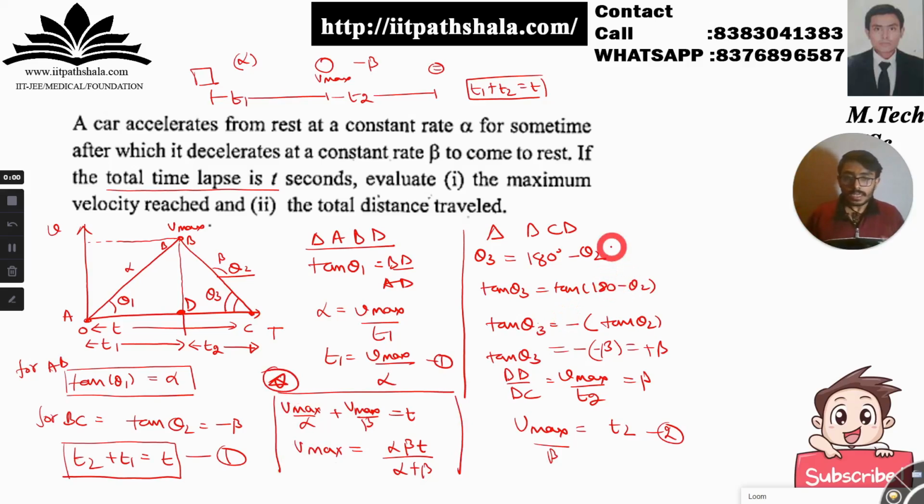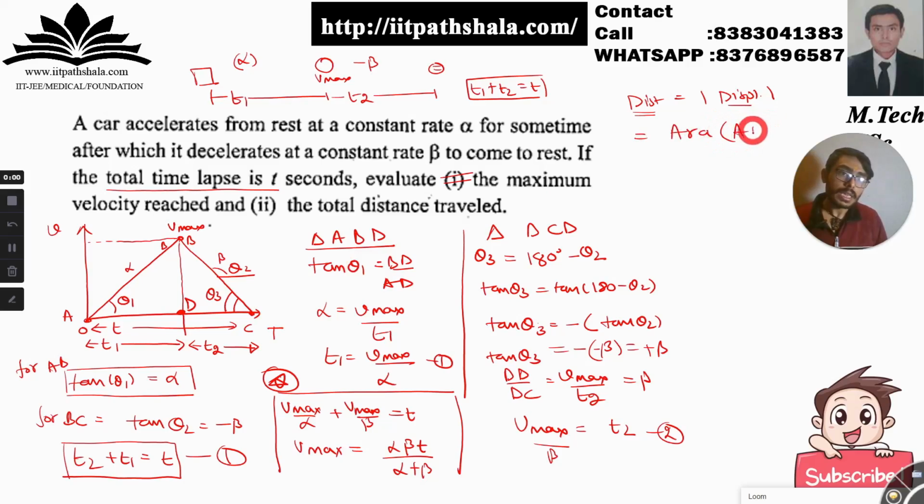That's our complete solution for the first case, in which you needed to find the maximum velocity reached. Now what you need to find is the total distance traveled. As I've told you, the area under the curve is the total displacement, and in this case, as you are proceeding in 1D motion, the magnitude of displacement will be equal to the distance traveled. So the area under the curve will give you the total distance also, because displacement is nothing but the area under the curve, which is the area of triangle ABC.